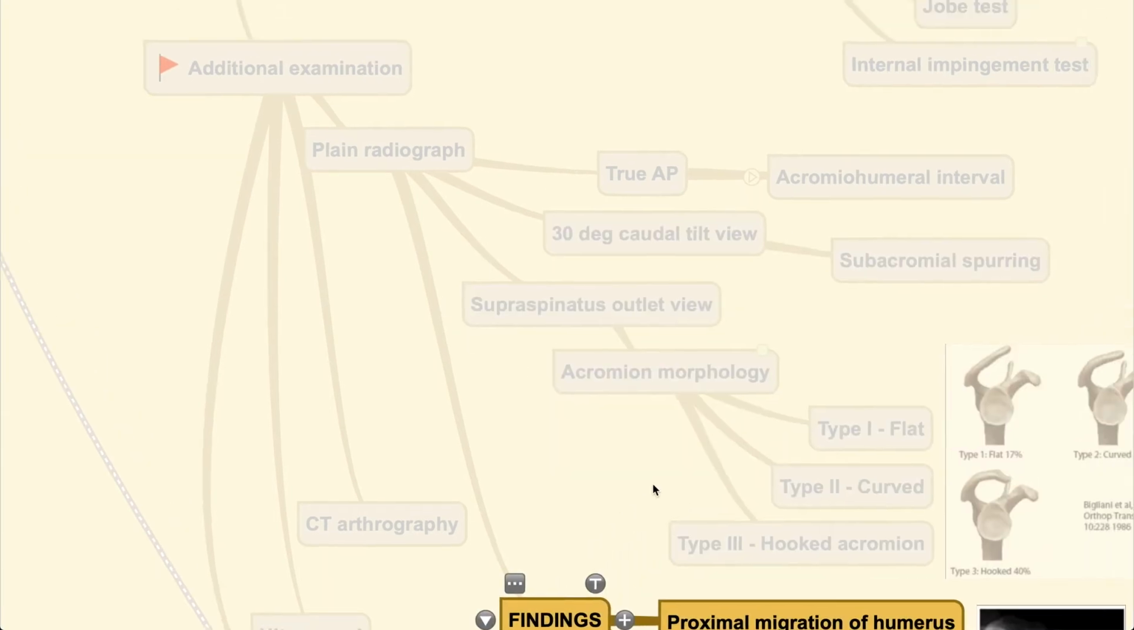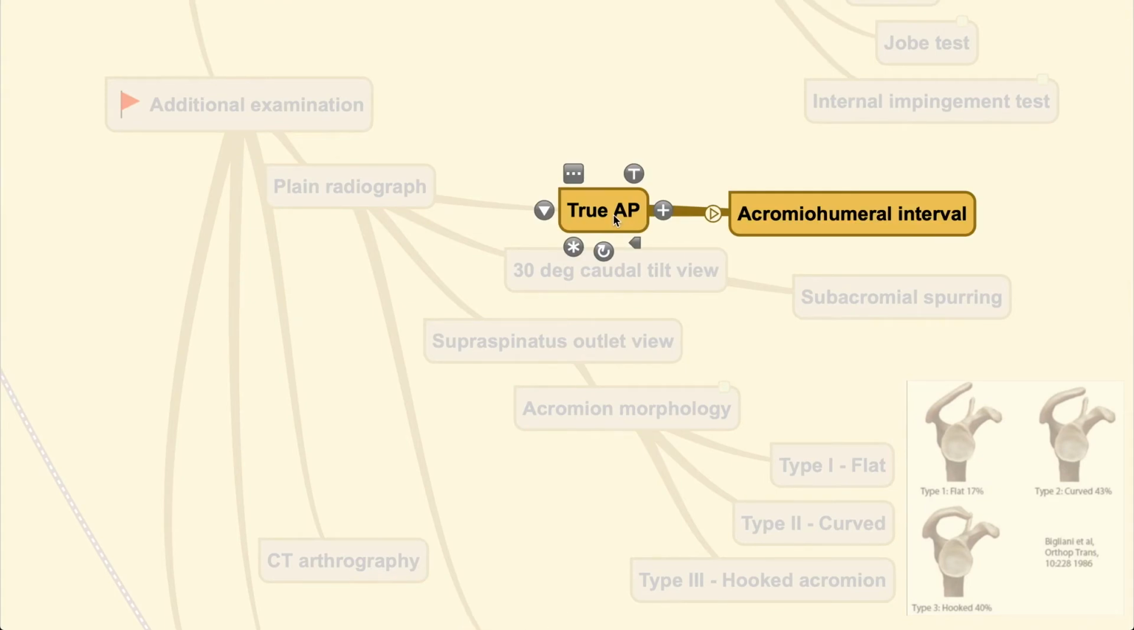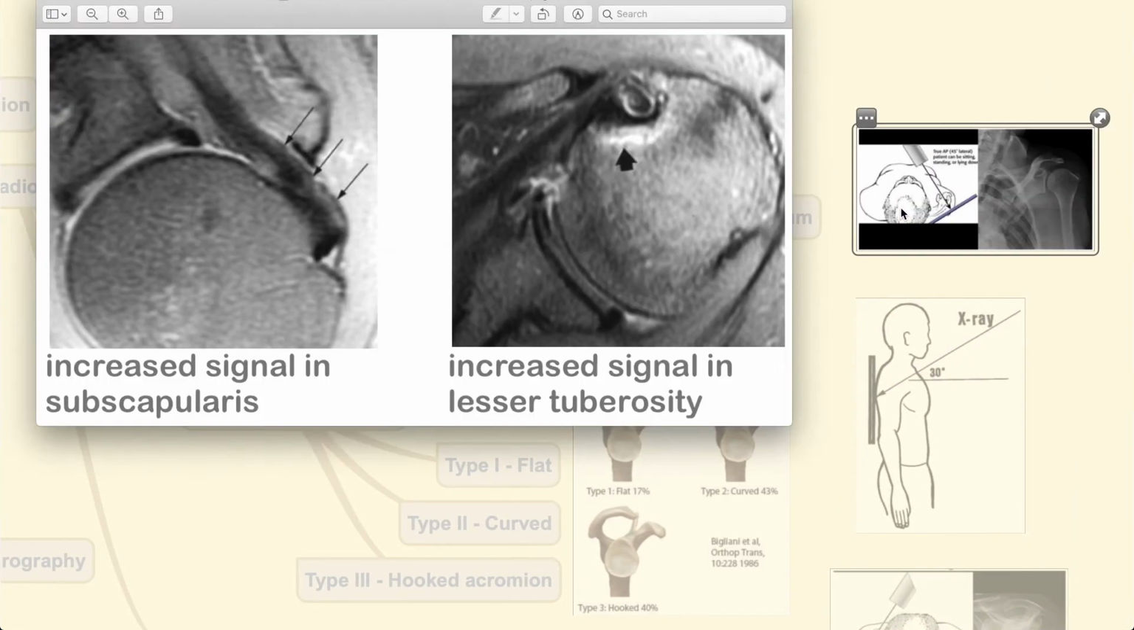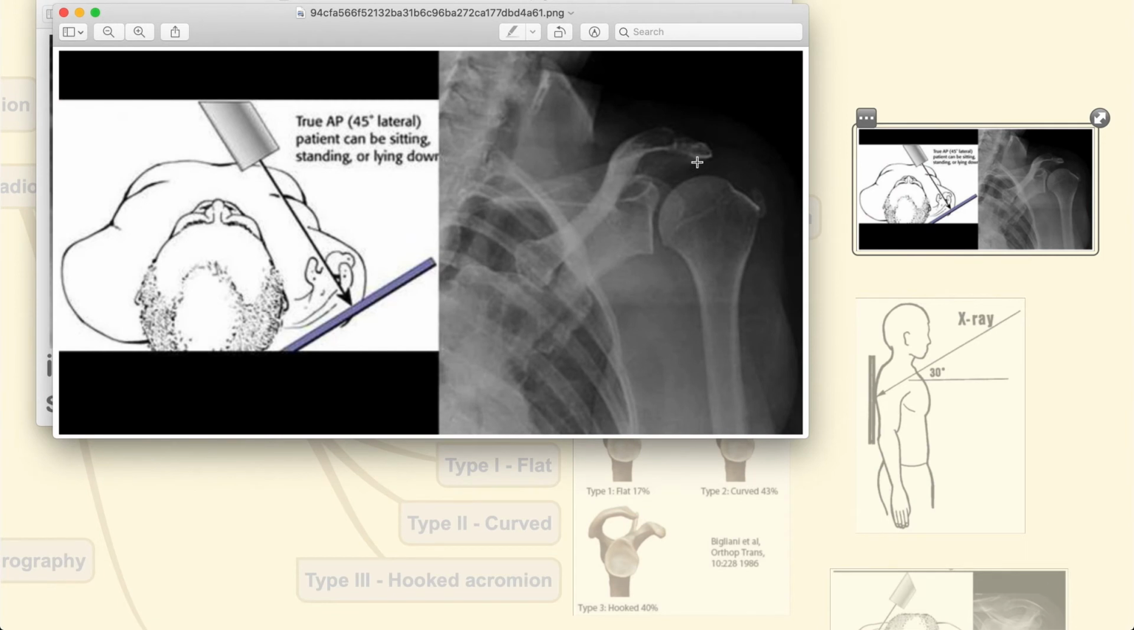The first would be measured from the true AP projection of the shoulder. You could measure the acromiohumeral interval, and it should be at least 7 to 14 millimeters. This is the space, and this is how you take a true AP view.